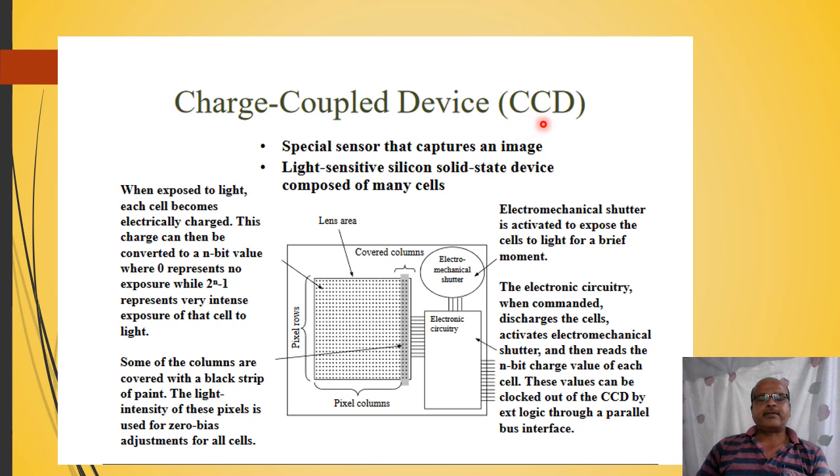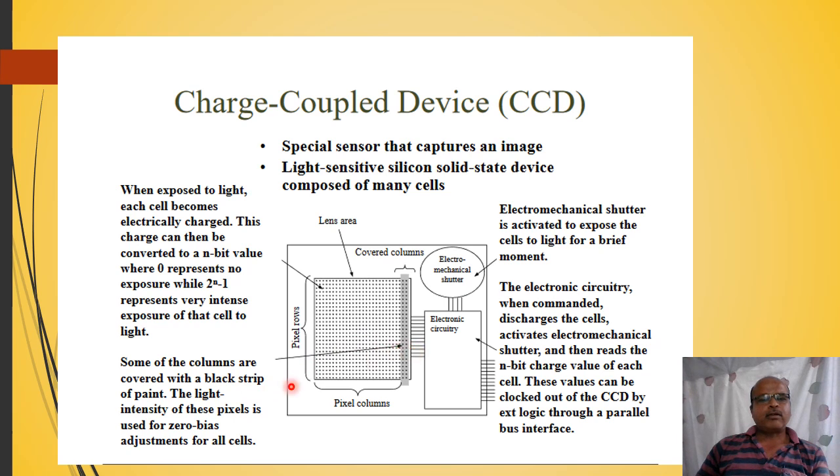So, the spatial sensor: what is a CCD? A spatial sensor that captures an image, which is a light sensitive silicon solid state device composed of many cells. So this is a charge coupled device. When exposed to light, each cell becomes electrically charged. This charge can then be converted to an n-bit value where 0 represents no exposure, while 2 raised to n minus 1 represents the very intense exposure of that cell to light.